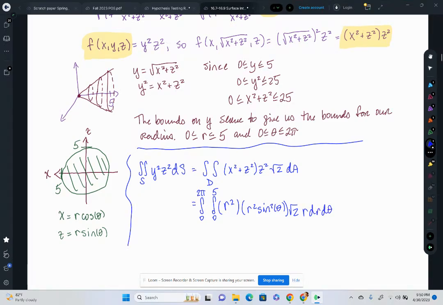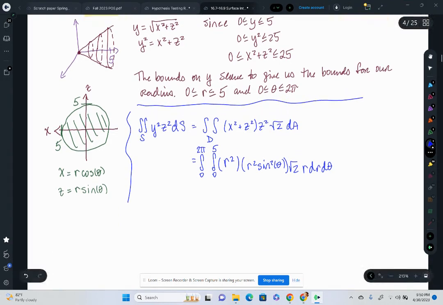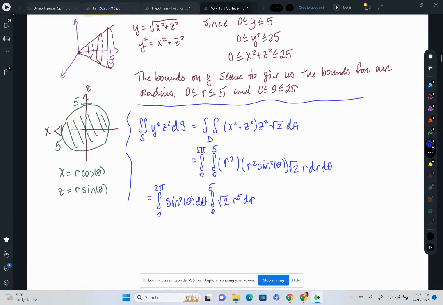Okay, now we've got to put that all together. We need to get our r's together and our thetas together. I'm going to split this up into two integrals again. So I have 0 to 2 pi, I have my sine squared of theta d theta. And we have 0 to 5. Let's see, I have r squared, and r. So I have r to the 5th, and then I have a square root of 2, r to the 5th dr. Okay, we cannot integrate sine squared directly.